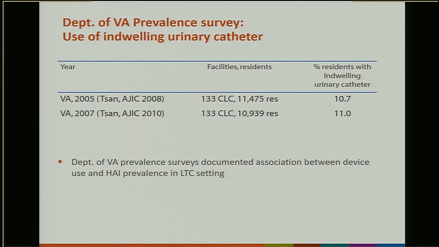And this work from the VA prevalence survey, I think, is really useful to read and look at. These publications appear in the American Journal of Infection Control, AJIC. And some of the work that they did really helped us understand more about the role of the presence of devices and HAI prevalence in nursing home settings.